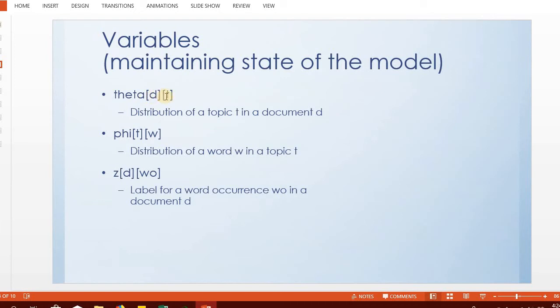These are some of the variables that we have to maintain. Theta is the mixture of D to T, where each value represents the proportion of a topic in each document. Similarly, phi is a 2D array or a distribution of T to W, where each value represents the proportion of a word occurrence within a topic, and Z is the matrix that gives us a specific value, that is, a topic label of a word occurrence within a document. Since we earlier decided that we are going to have 2 topics, the topic for each word occurrence within any document is going to be either 0 or 1.